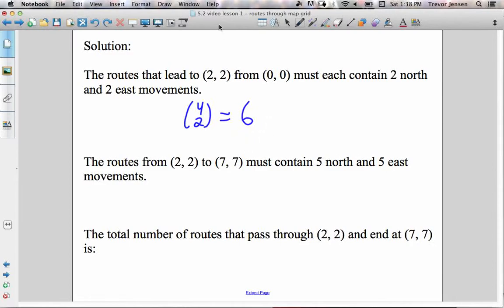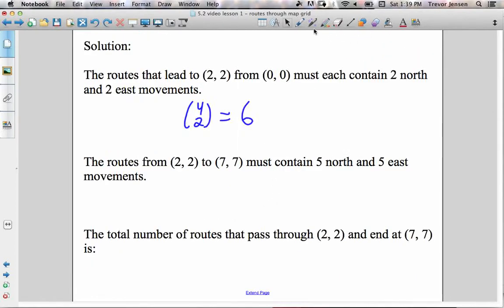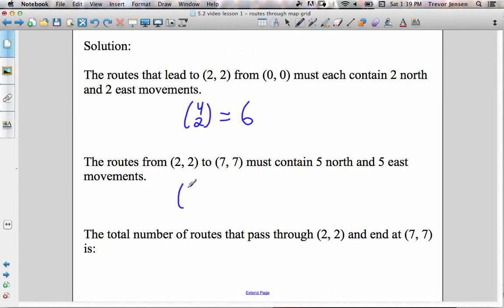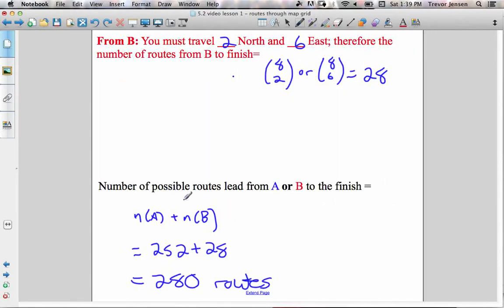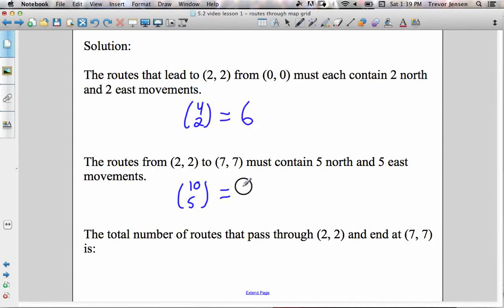Now that you're at (2,2), how many routes lead to (7,7)? From (2,2) to (7,7), you're going to have to go north 1, 2, 3, 4, 5, and east 1, 2, 3, 4, 5. So you're going to have to make 10 moves, 5 are east, 5 are north. How many ways could we choose 5 of those 10 moves to be north? Do 10 choose 5. I believe we already did 10 choose 5 in an earlier question. 10 choose 5 is 252. So 252 different routes from (2,2) to (7,7).